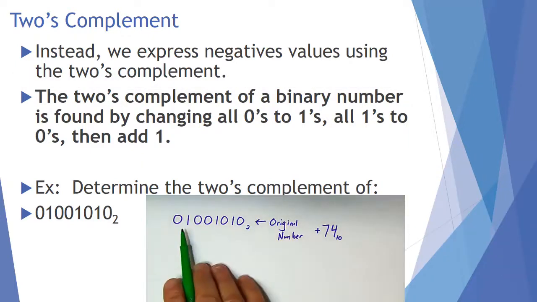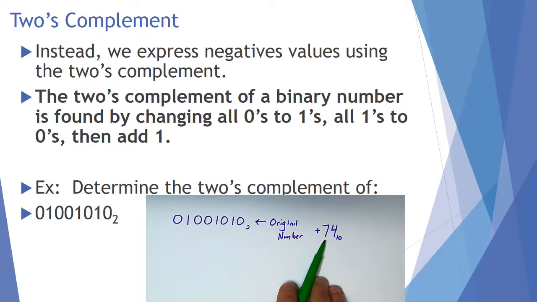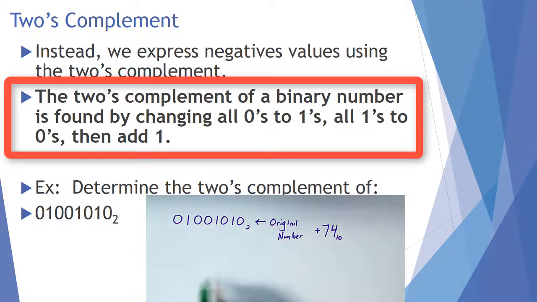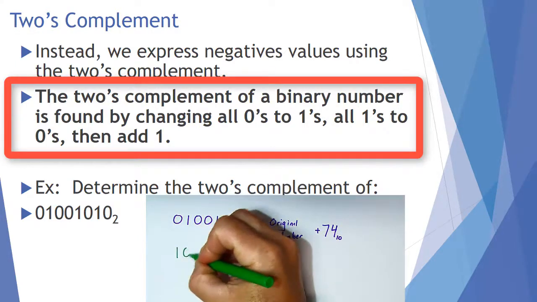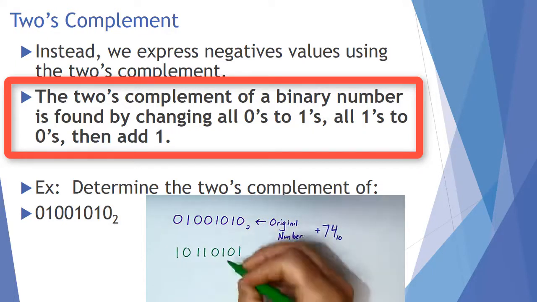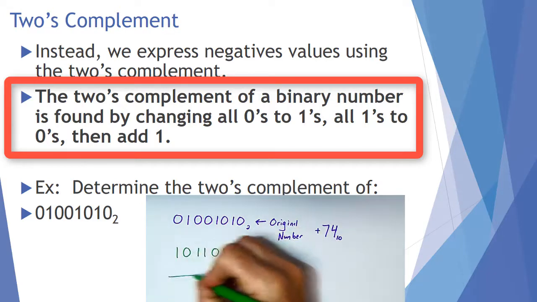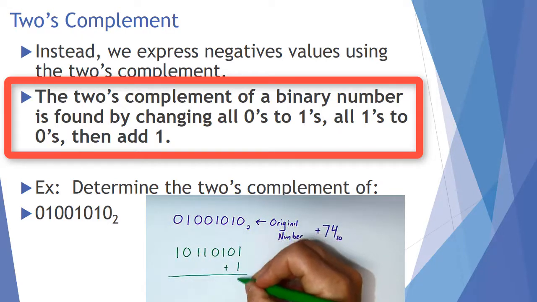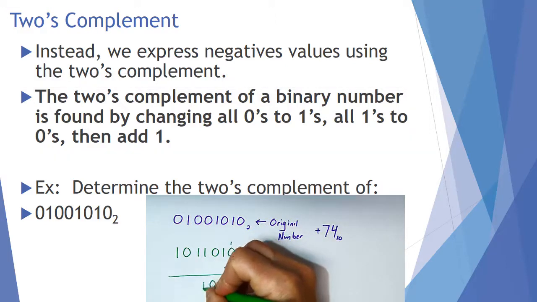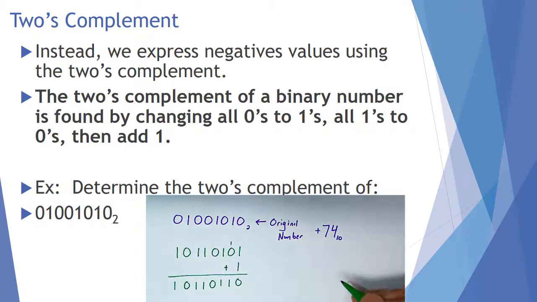Okay, so let's take our original number that we were working with, that is to say positive 74. This is our binary representation. We're going to find the 2's complement. So we're going to first of all change all the ones to zeros and the zeros to ones. So that means this number will become 1, 0, 1, 1, 0, 1, 0, 1. And then after that, we add 1. Okay, so we add 1 to that, we get 0, carry the 1, 1, 1, 0, 1, 1, 0, 1. This number right here is the 2's complement.